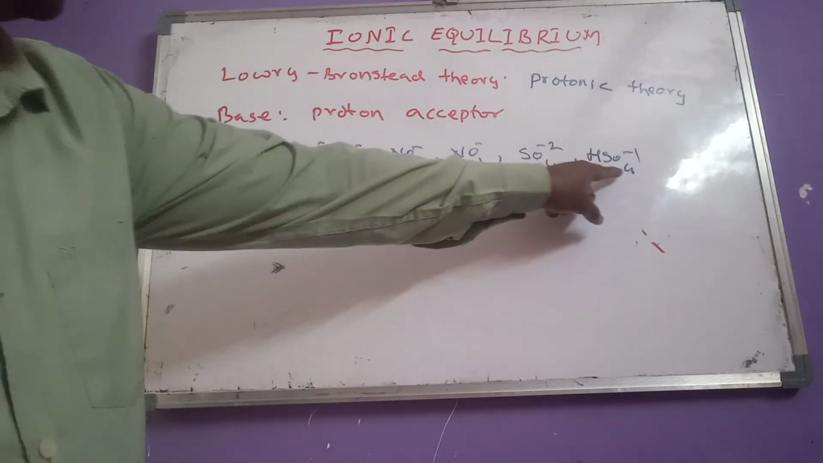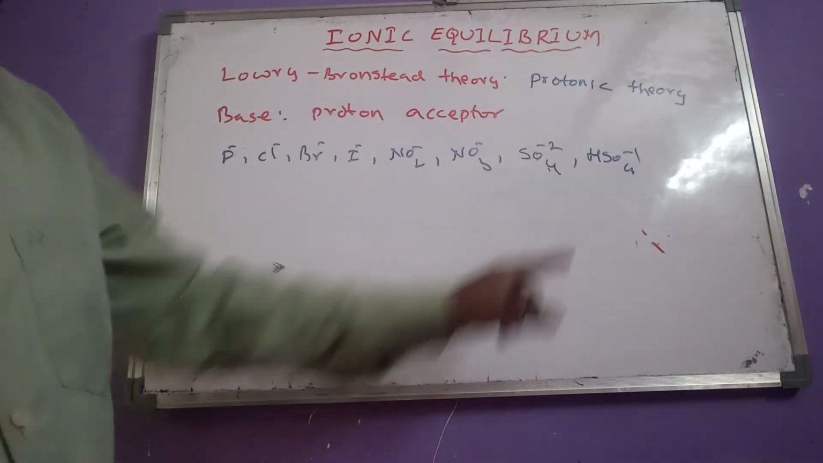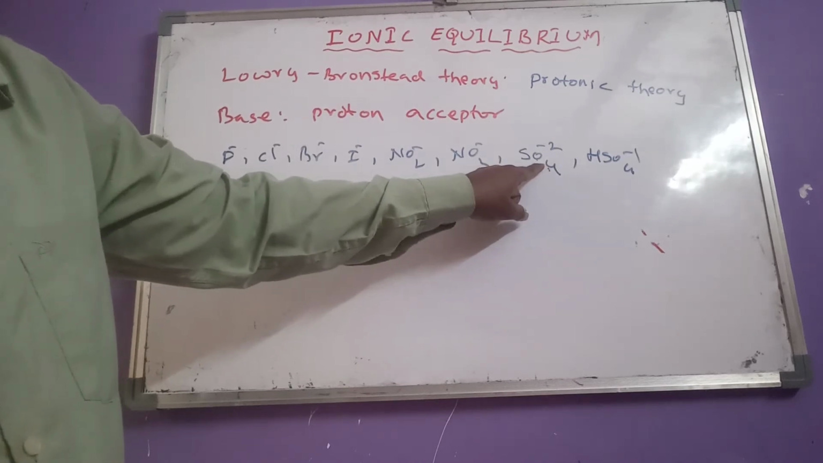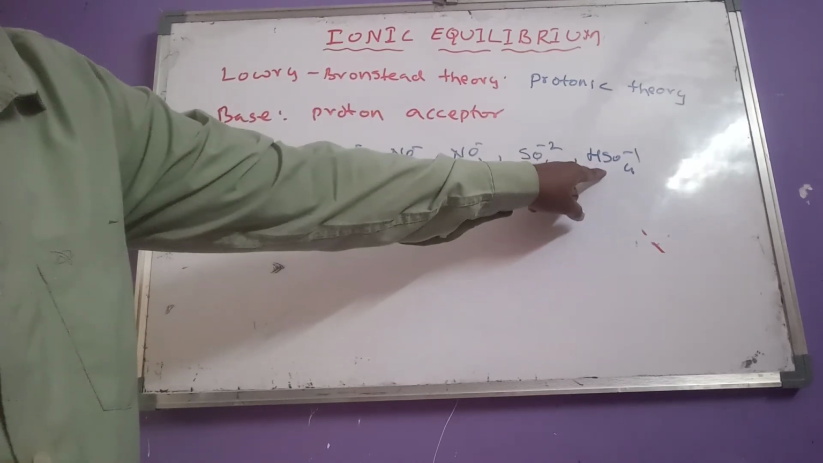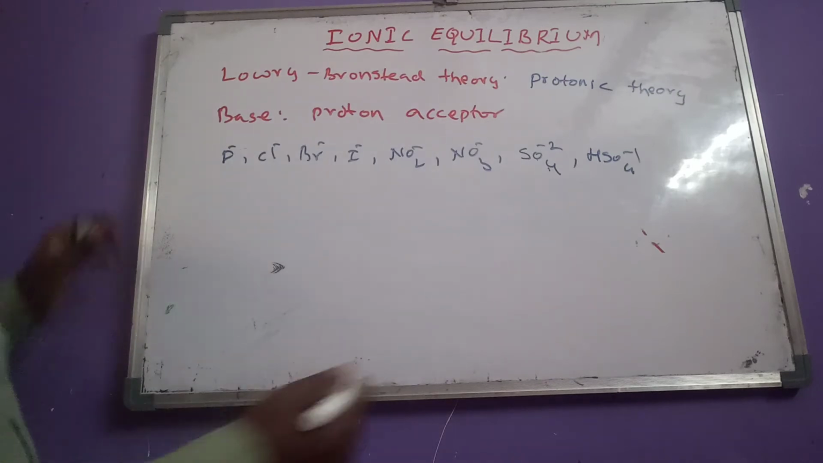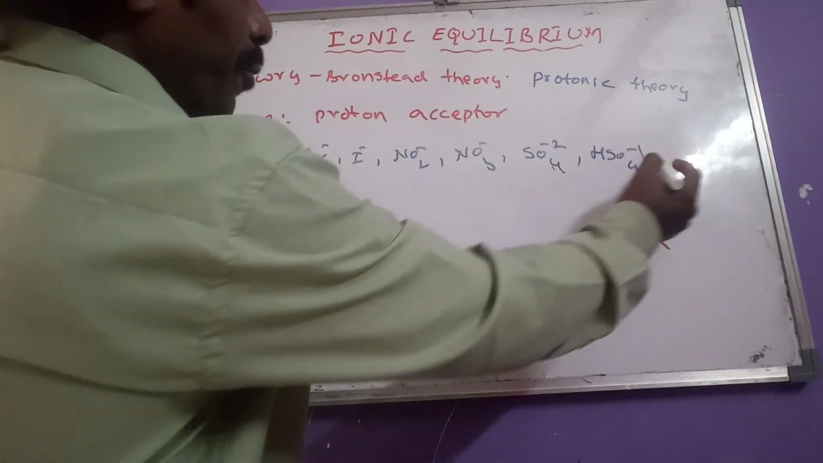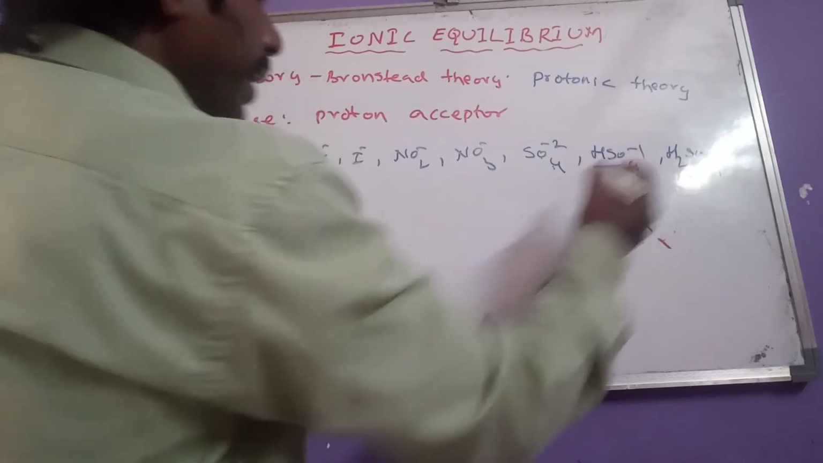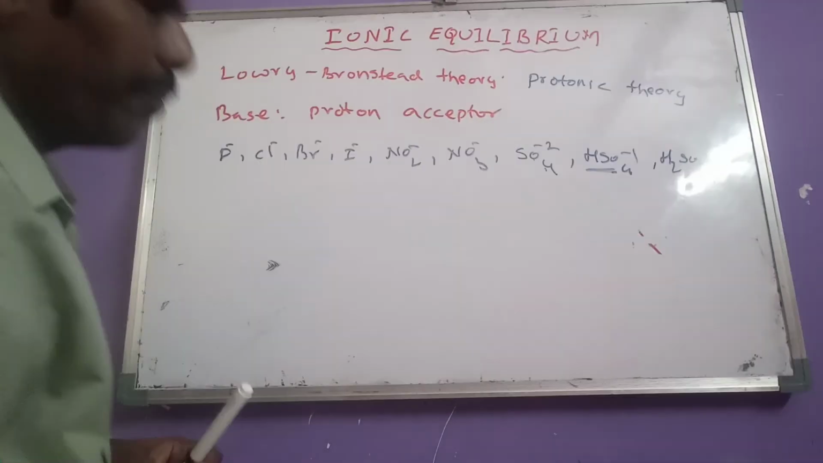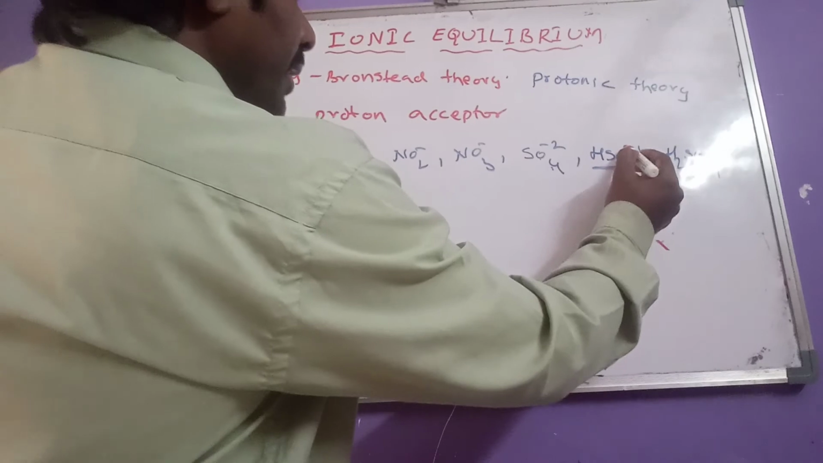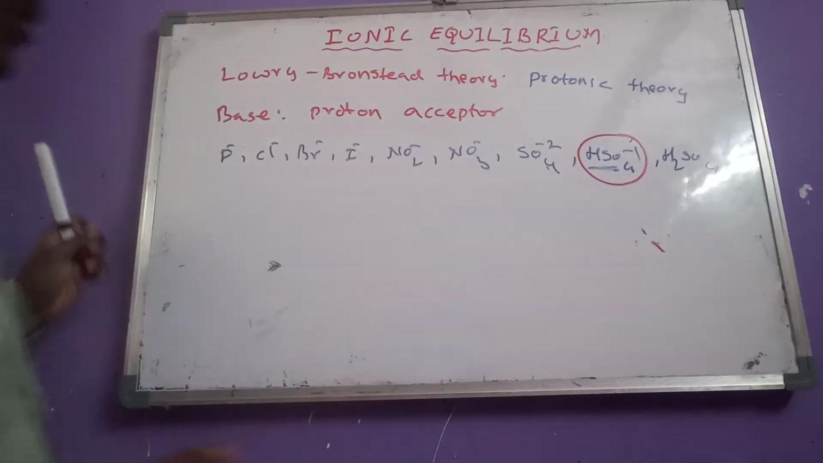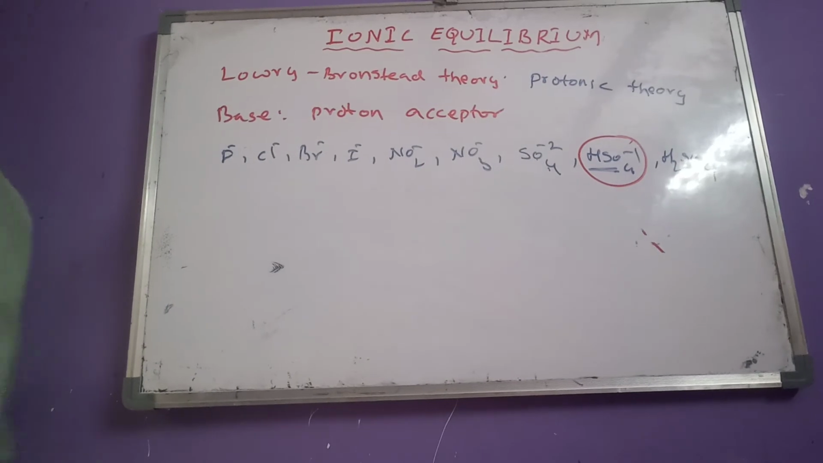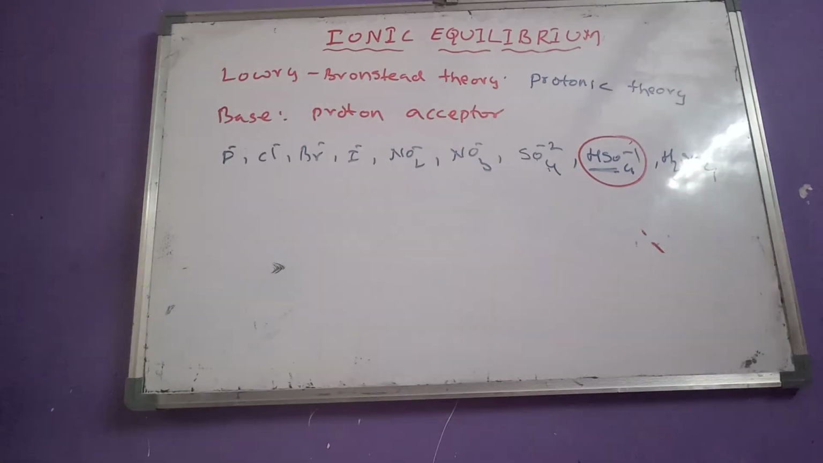But if you come to HSO4 minus, by donating H plus, it can convert into SO4 minus 2. That means it can act as an acid. And at the same time, by accepting a proton, it can form H2SO4. That means HSO4 minus is present in both the acid and base categories. So we have to note down the type of substances.